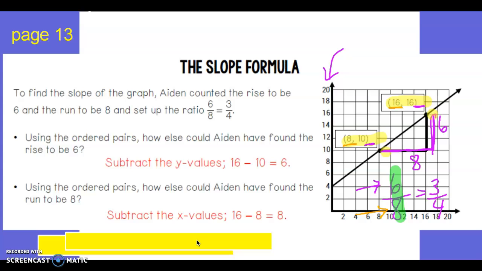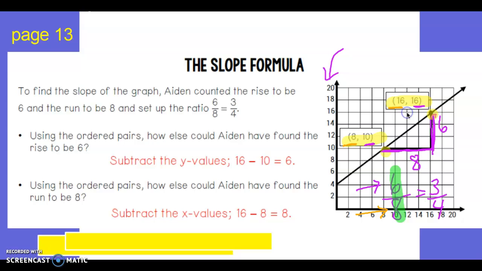When I want to figure out the slope and I'm given just 2 points, like these numbers here and these numbers here, what I can do is subtract the y values to figure out the rise, and then subtract the x values to figure out the run. So all I have to do is subtract the y's and the x's in my ordered pairs.